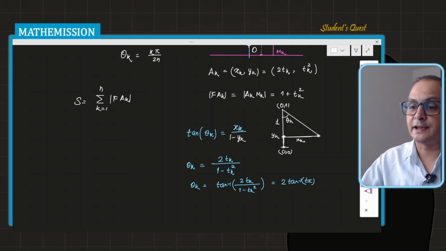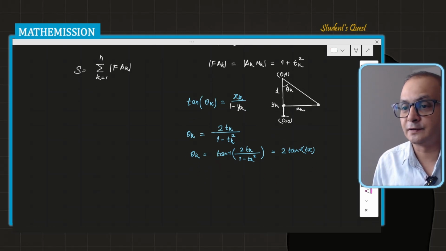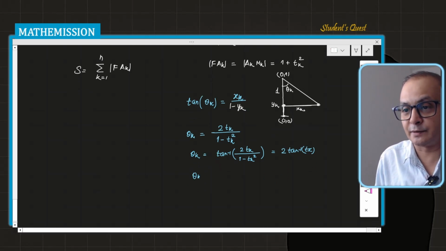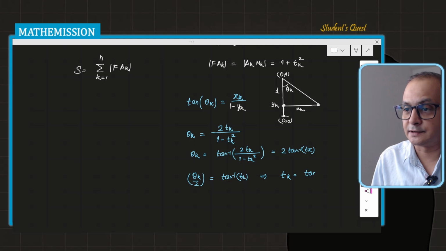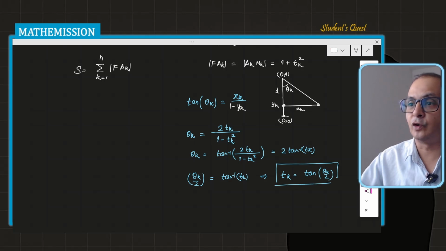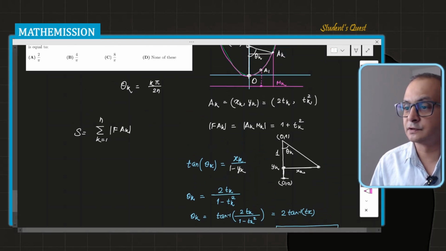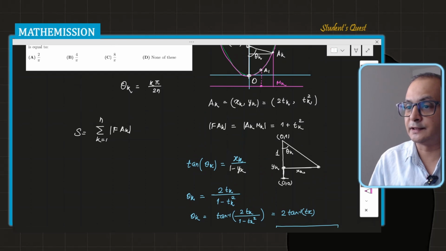So I got the tk in terms of theta k. How I got it? Just send this to this side. So theta k by 2 is equal to tan inverse tk, and so tk is nothing but tan theta k by 2. So this is the value of tk we got, and the length we already have established in terms of tk. So this is the length here I have. The FAK is 1 plus tk squared.